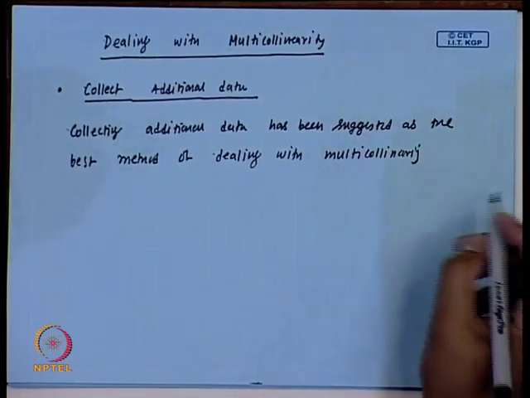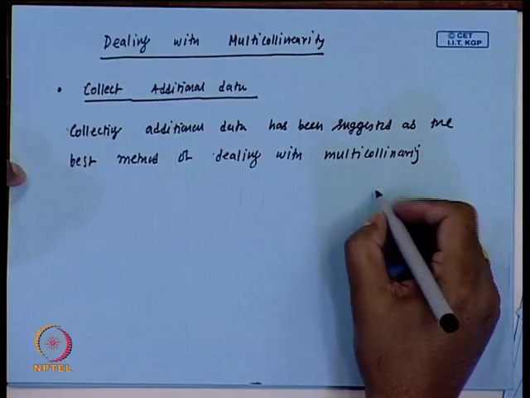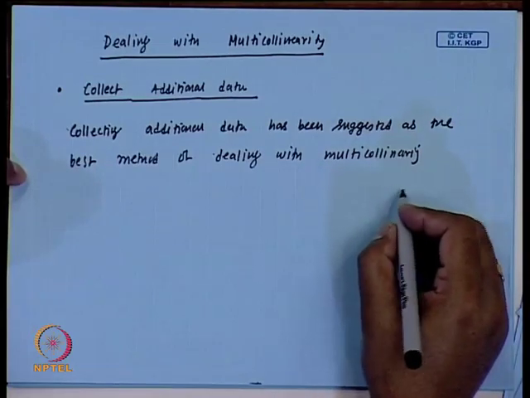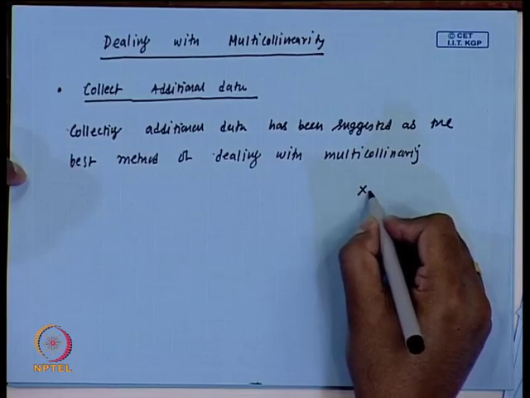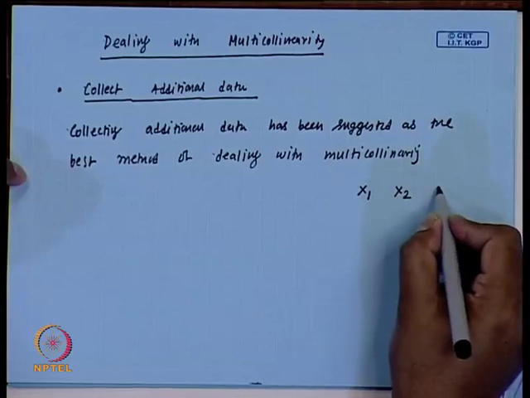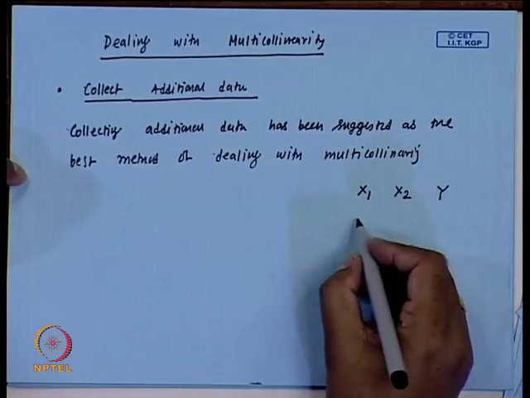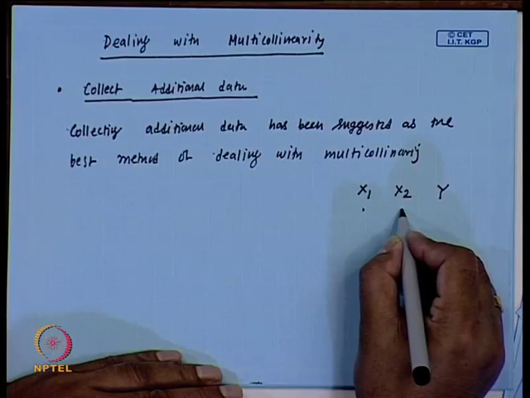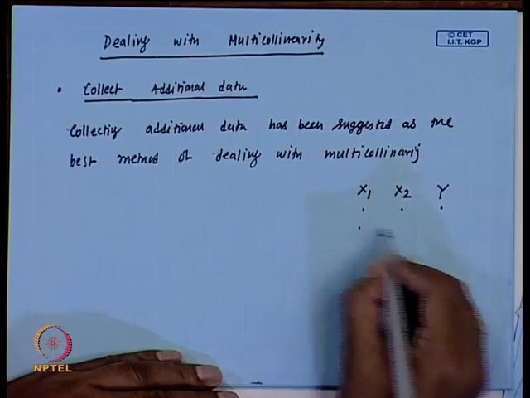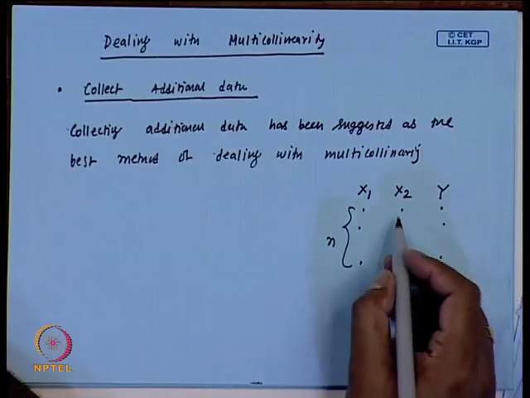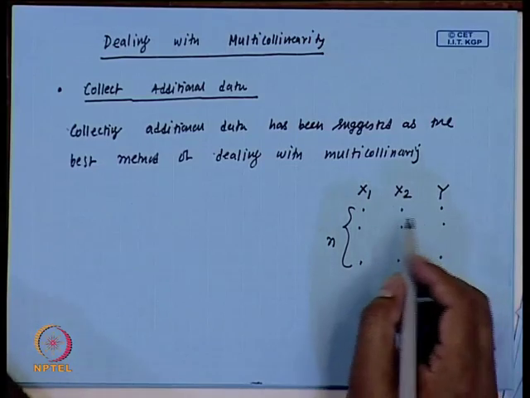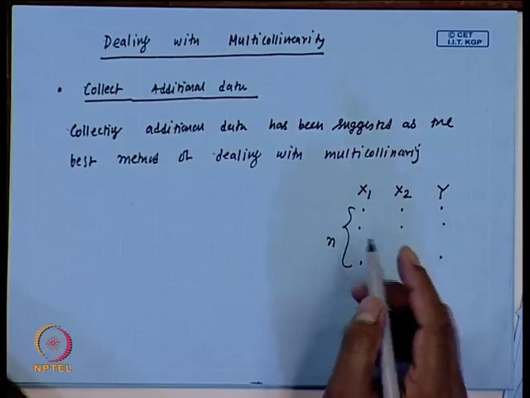What it says is that, let me illustrate this a little bit. Suppose you are in the multiple linear regression model, and suppose you have only two regressors, x1 and x2, and the response variable y, and you have n data points. Okay, so you have n data. Now you have detected that multicollinearity exists in this data. That means here we have only two regressors, x1 and x2, and they are linearly dependent.